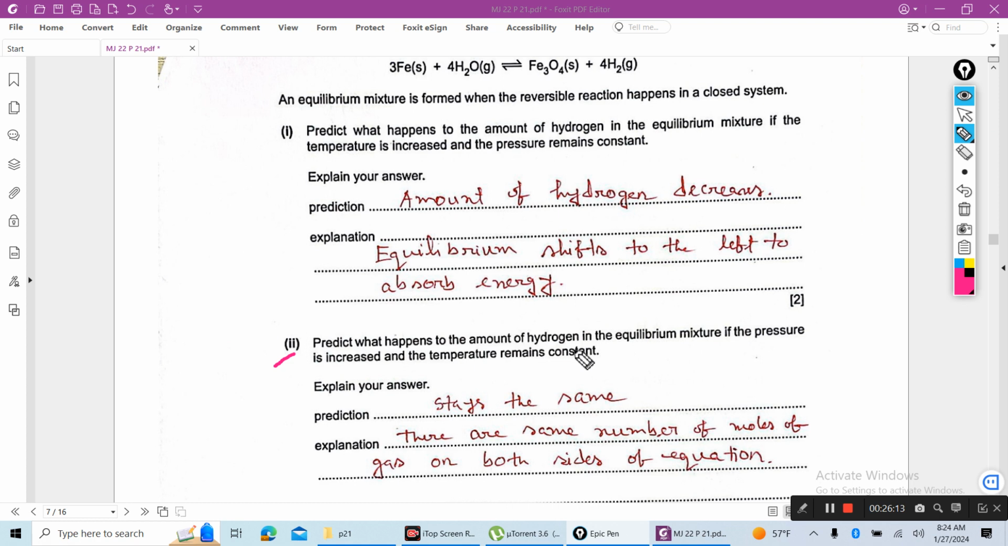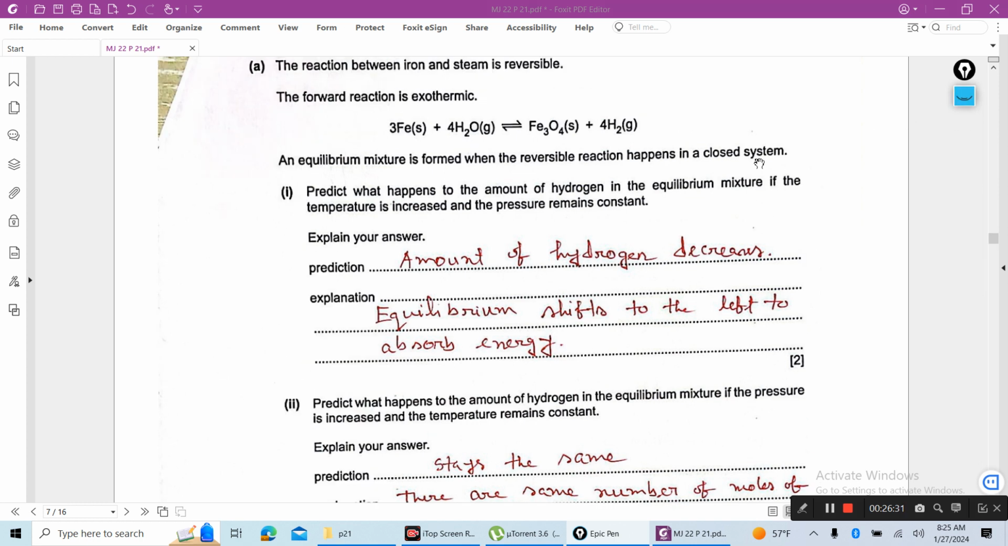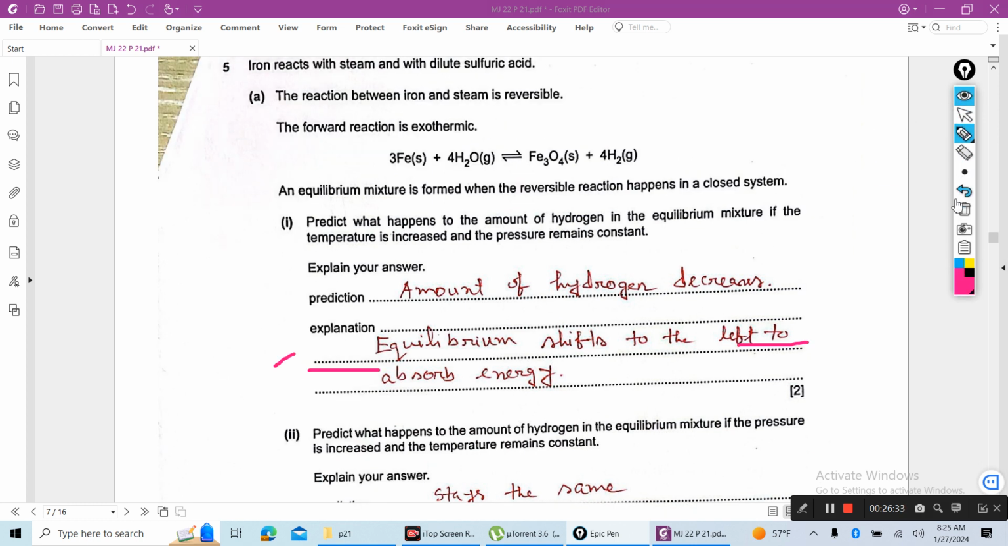What happens to the amount of hydrogen at equilibrium if the pressure is increased? If you increase pressure, equilibrium will move to the side with the lower number of moles to reduce the pressure. Now count how many gaseous moles are present on the left-hand side and how many gaseous moles are on the right-hand side. Here there is a solid, so you don't count it.